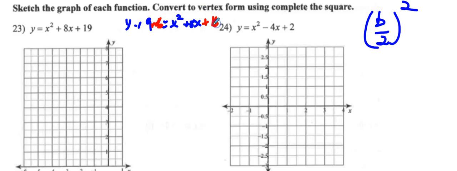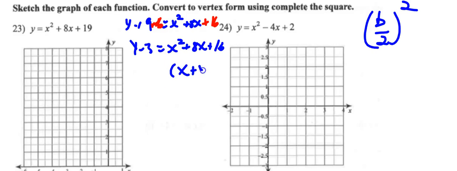Add 16 to both sides. Now we're left with y minus 3 equals x squared plus 8x plus 16. Now the reason we did completing the square is we can break this into a simple square, which is just x plus 4 squared. And we're getting pretty close to vertex form if we realize we just need to move this 3 back to the other side.